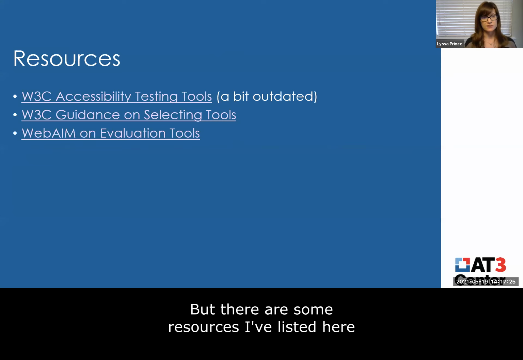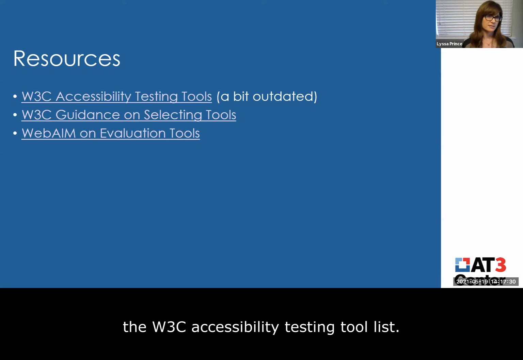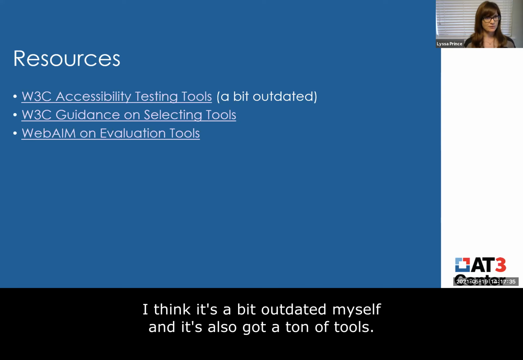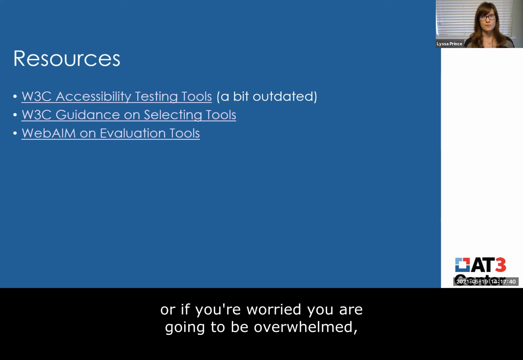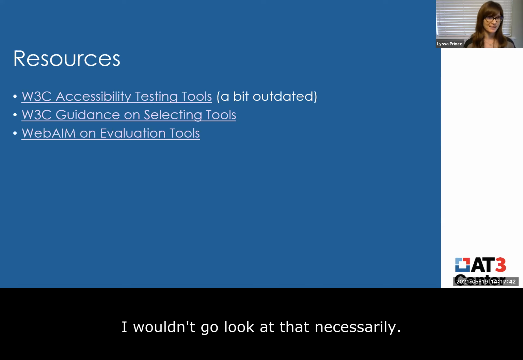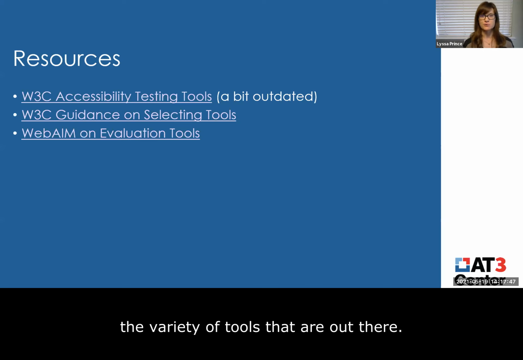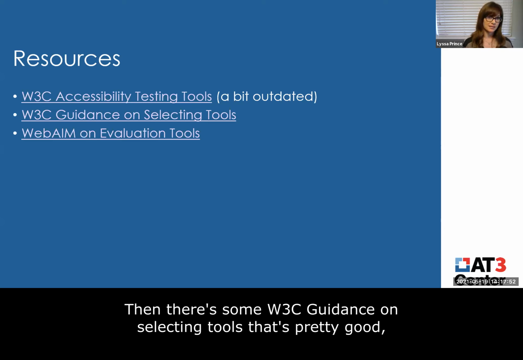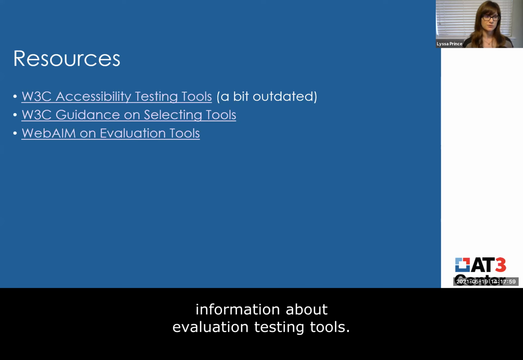There are some resources I've listed here to give you some further reading. The first link I wanted to point out is the W3C's accessibility testing tool list. I think it's a bit outdated myself, and it's also got a ton of tools. So if you don't want to be overwhelmed, or if you're worried you are going to be overwhelmed, I wouldn't necessarily go look at that. But it is there if you just want to see the variety of tools that are out there. Then there's some W3C guidance on selecting tools. It's pretty good, as well as an article from WebAIM on some basic information about evaluation testing tools.